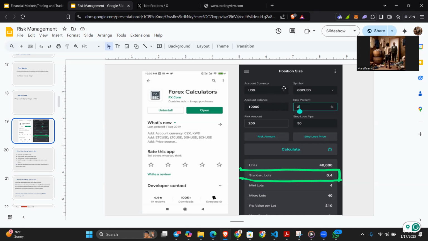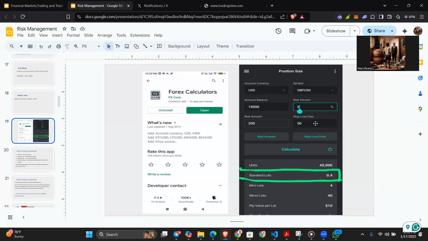Now, if you're using this calculator to do your position sizing, first things first, you need to choose the account currency. Then you choose the symbol. Then you put in the account balance. Then you put how many percent you want to risk. Once you put the percentage you are risking, it automatically calculates the amount. Then you put your stop loss.